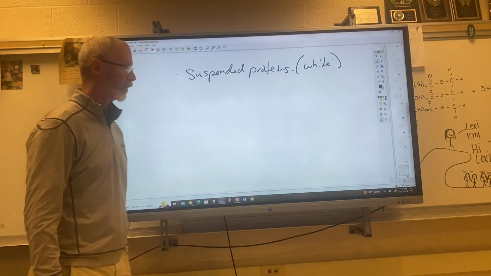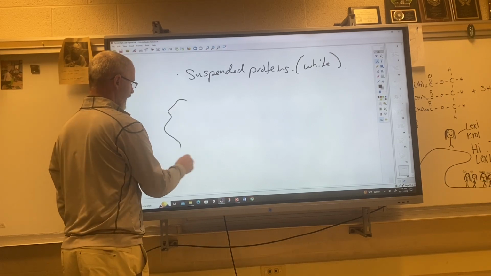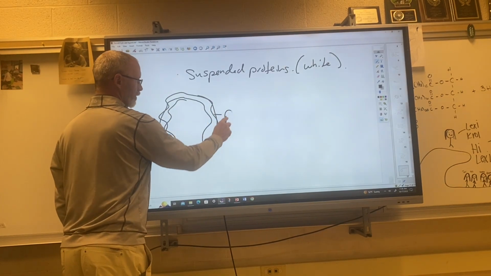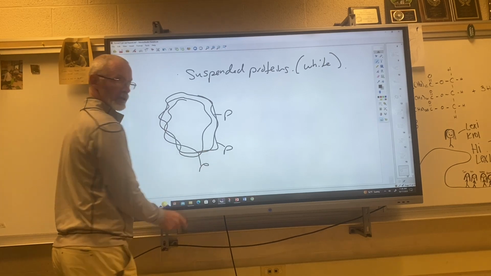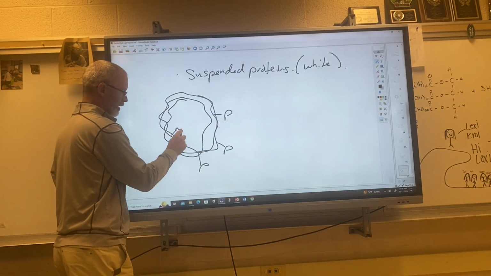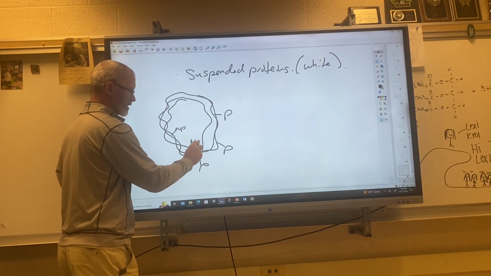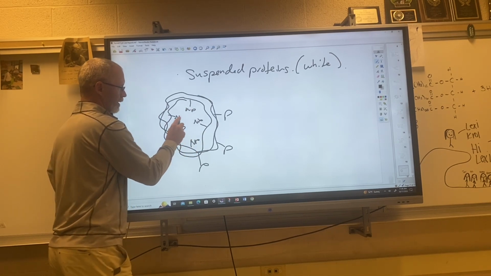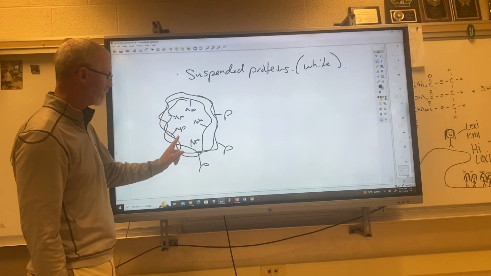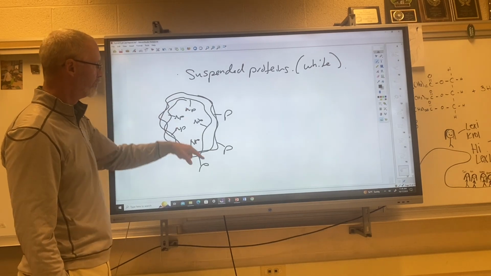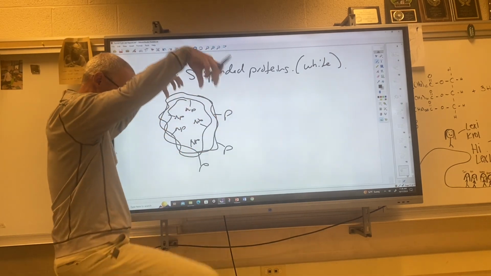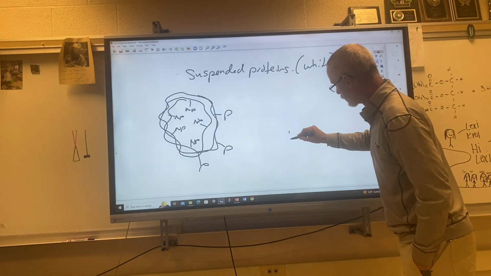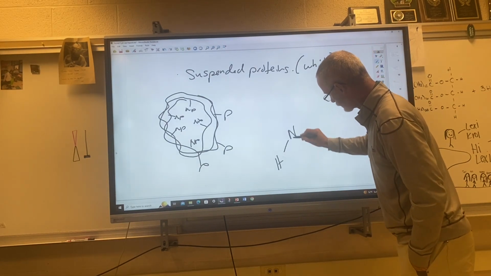Now here's the cool part. You actually have a protein like this. All of the polars are on the outside. I'm not going to draw the whole thing because you already know what this looks like. Non-polars on the inside. Now, because they're suspended, they're not in solution. They're just hanging in the milk. Well, wait a second. Let's introduce ammonia.